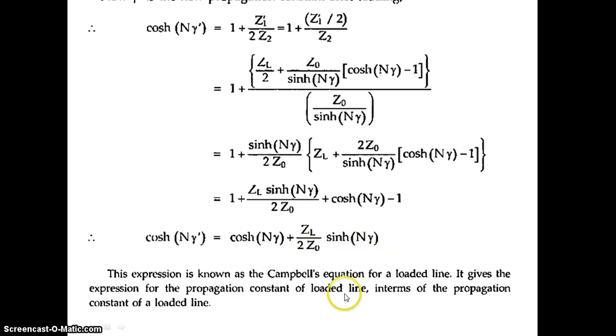This expression is known as Campbell's equation for a loaded line. It gives the expression for the propagation constant of the loaded line in terms of the propagation constant of the unloaded line. So this is the expression. This expression is called Campbell's equation for a loaded line.